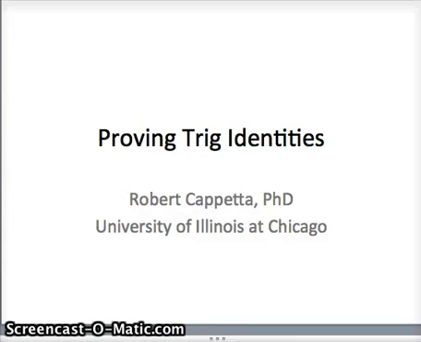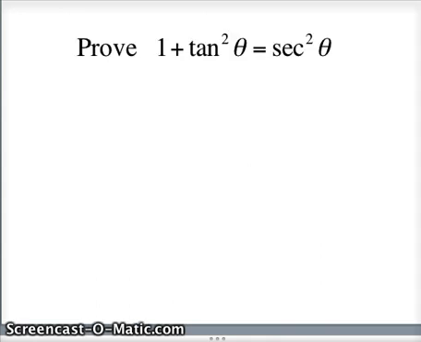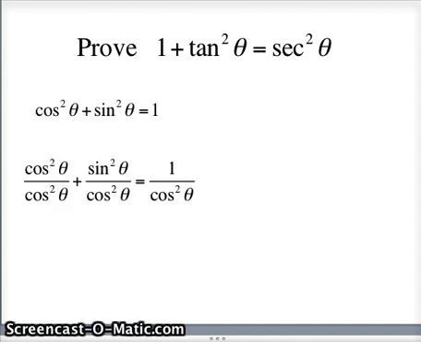This is Bob Capetta from the University of Illinois at Chicago, and this lesson is on proving trigonometric identities. We want to prove that 1 plus tan squared theta is sec squared theta. And this is a direct consequence of the fundamental trig identity. That, of course, is that cosine squared theta plus sine squared theta equals 1.